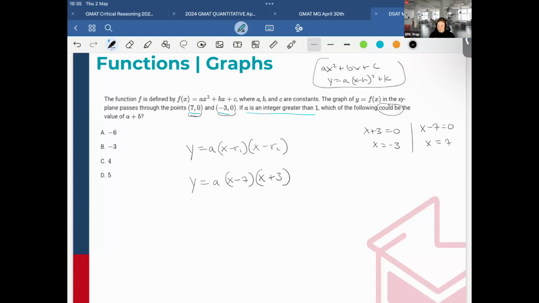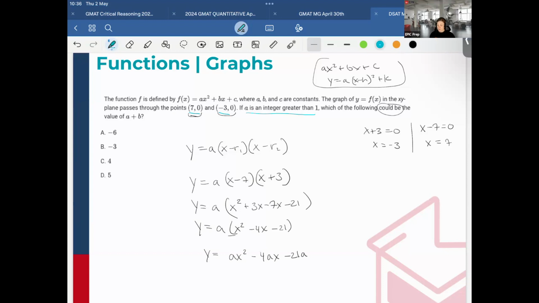Next step, expand the bracket. So let's expand. This would give me x squared. I'll just show the steps. Plus 3x minus 7x, and then minus 21. Simplify further. So I have x squared minus 4x minus 21. And then I can distribute the a everywhere. So I have ax squared minus 4ax minus 21a.